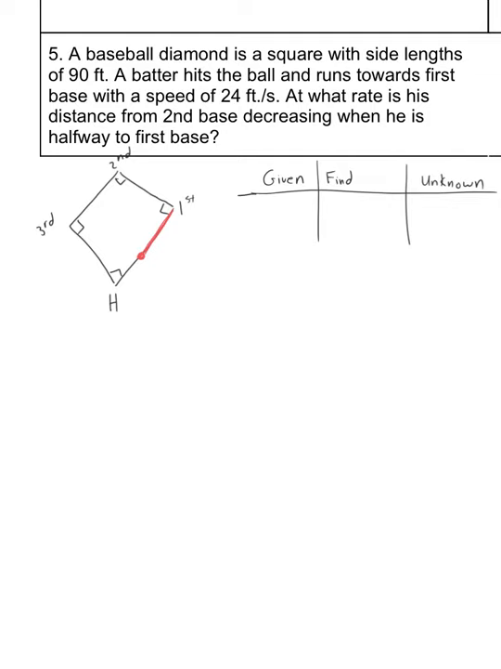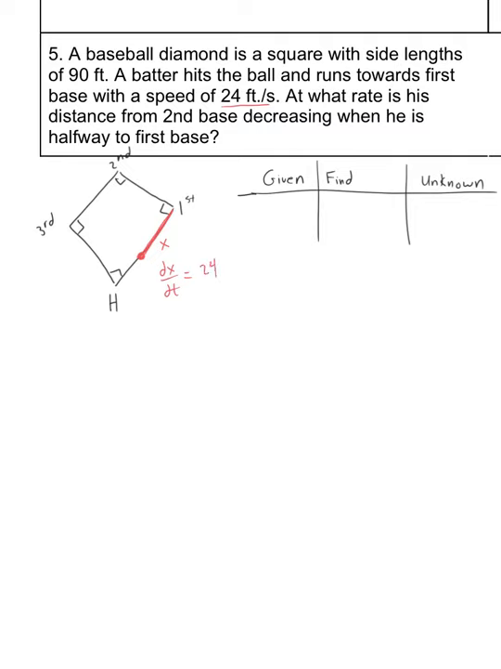A baseball problem will always be a right triangle problem. You just have to figure out where in that baseball diamond the right triangle is that we're dealing with. All right, so our player is right here. He's running towards first. We're given a speed of 24 feet per second, so that is a rate. I'm just going to give this x and dx/dt. Everything needs two rates, so that is going to be 24.